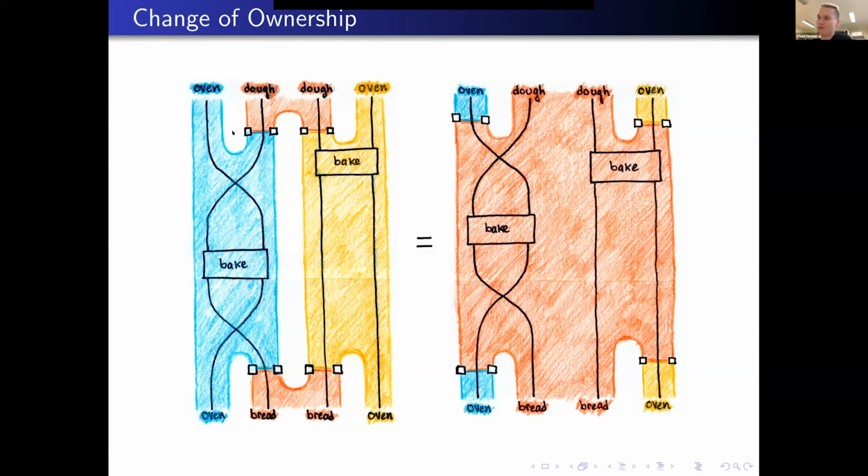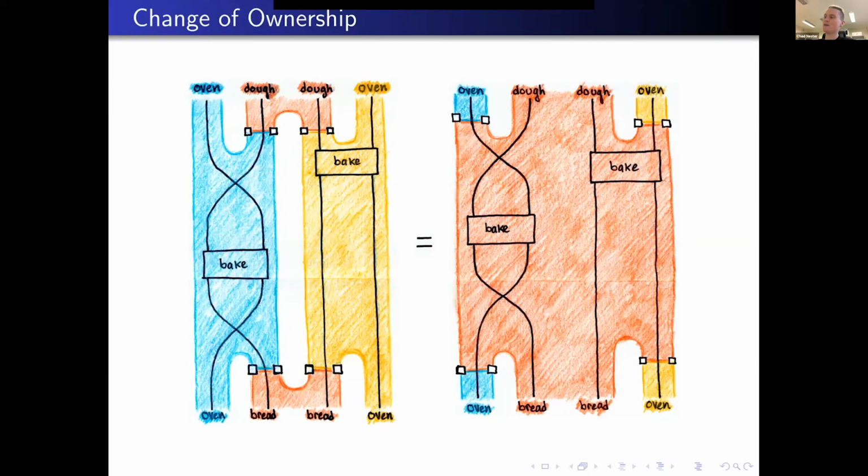The one on the left describes the sequence of events in which Carol gives 1 piece of dough to each of Alice and Bob, then Alice and Bob bake that dough in their ovens before giving it back to Carol. Whereas the sequence on the right describes another way of doing this, where Alice and Bob each give their ovens to Carol. Carol bakes the dough into bread and then gives the ovens back. And so these are different things, but they should really have the same effect.